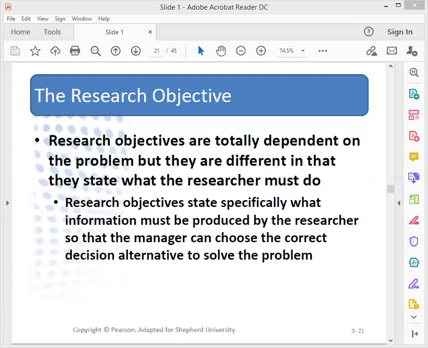So a research objective should be very specific and should satisfy 4 criteria. Who do we get the information from? What information is needed? Specify the unit of measurement used to gather the information, and word questions used to gather the information in the respondent's frame of reference.